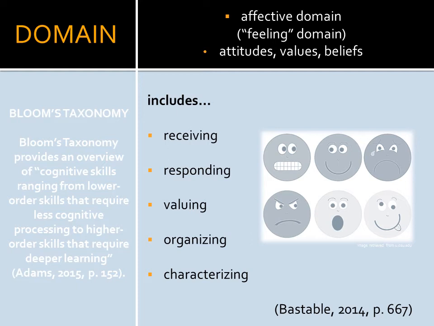This domain is one of the three that is in Bloom's taxonomy, which is what is used to classify the levels of intellectual behavior important in learning. But it also provides an overview of cognitive skills ranging from lower order skills that require less cognitive processing to higher order skills that require deeper learning. So, in this feeling domain, there are categories that tell us what degree a person is emotionally responding to a situation. Are they receiving, responding, valuing, organizing, or characterizing that situation?